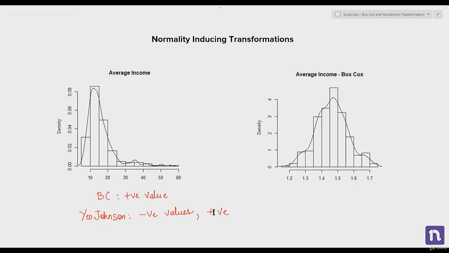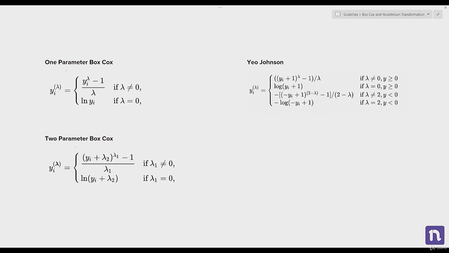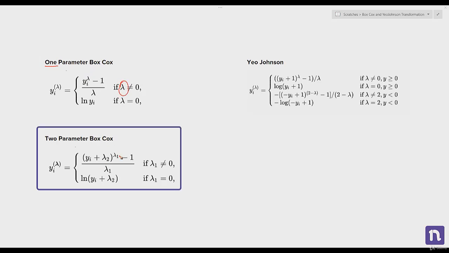Of course, you can apply this on positive valued variables as well. Now let's look at the formula. What you see here is the formula for both Box-Cox as well as Yeo-Johnson. There are two versions of the formula for Box-Cox transformation. One has only one parameter, here the parameter is lambda. The second version has two parameters, lambda 1 and lambda 2. Now how the lambda value is calculated is taken care of by the software itself.